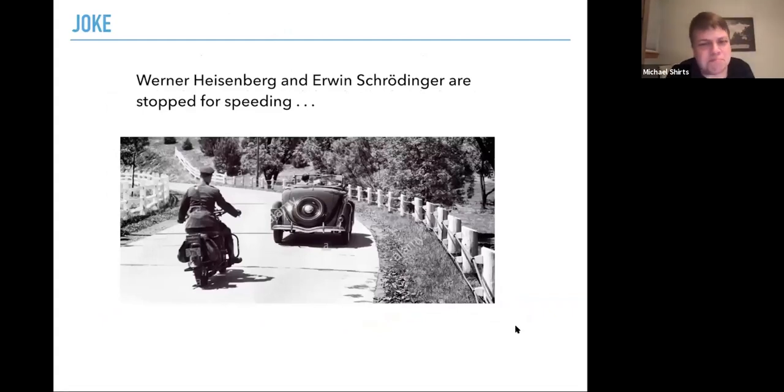The officer's pretty ticked at this, and so he asks Schrödinger, okay, what do you have in the trunk of the car? Schrödinger says, I'm not really certain. The officer's very upset and says, fine, I'm going to open the trunk for myself. No, the cat might die. All right, so that's the quantum mechanics joke to lighten up the heavy discussion about quantum mechanics.